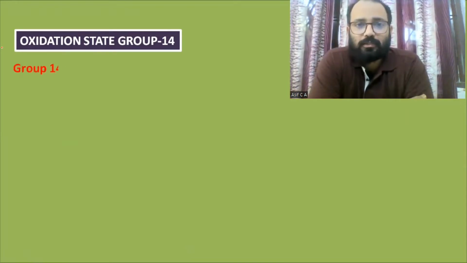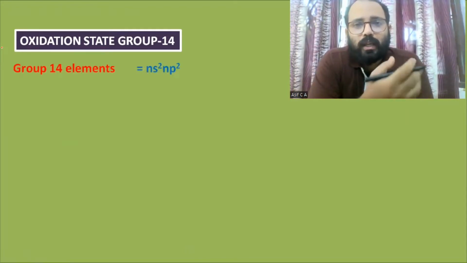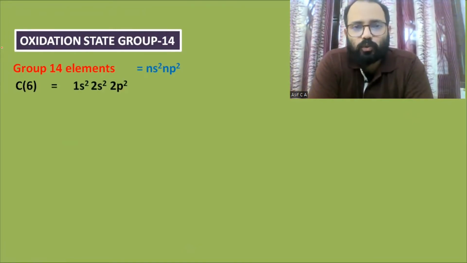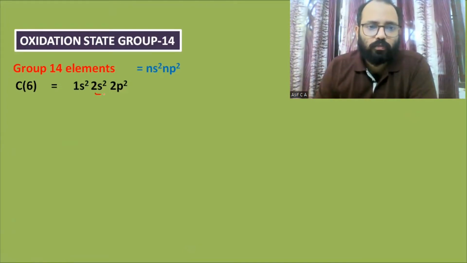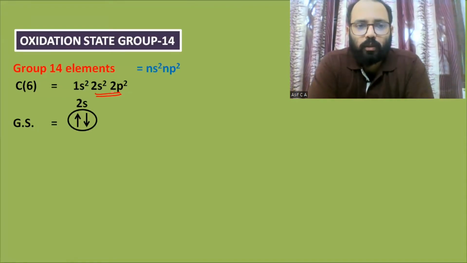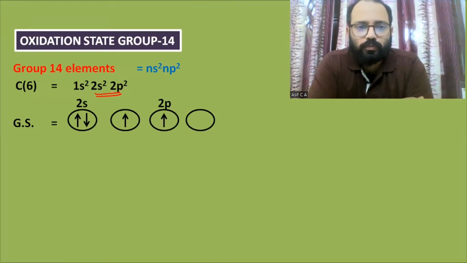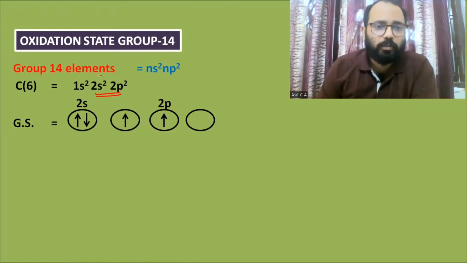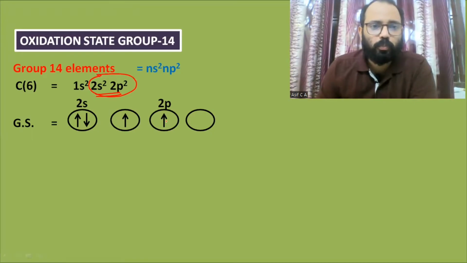Oxidation state of group 14. With respect to the inert pair effect, we can go over the oxidation states as well. Group 14 elements have ns2 np2 electronic configuration. For carbon, the electronic configuration is 1s2 2s2 2p2. In the ground state box diagram, we represent only the outer shell: 2s2 2p2.